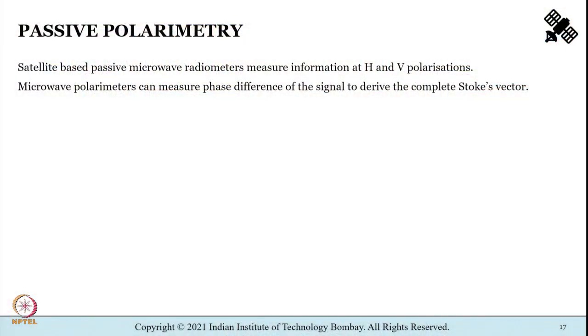Again, there is something also known as passive polarimetry, and I will take the liberty to slightly introduce it now. You see, satellite based passive microwave radiometers measure information at horizontal as well as vertical polarization. We know that by now, isn't it? There are microwave polarimeters which can measure the phase difference of the signal as well to derive the complete Stokes vector. Just a small note on passive polarimetry.